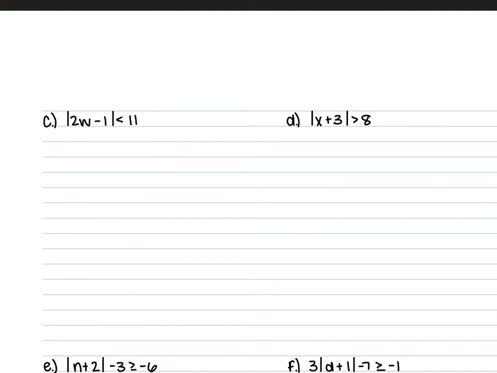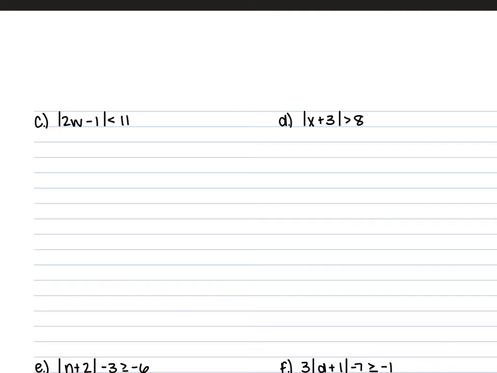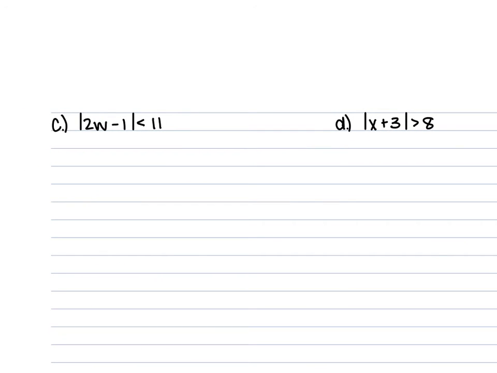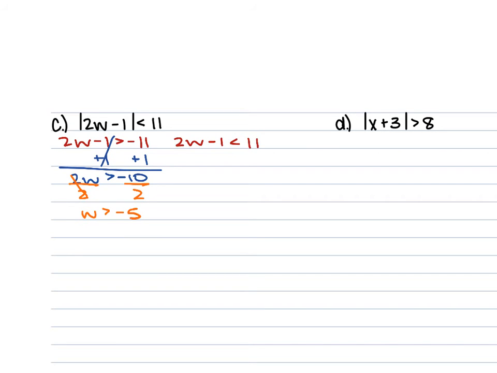For example C, we have the absolute value of 2w minus 1 is less than 11. So is a positive number capable of being less than 11? Yes. We're going to turn this into two inequalities. So we have 2w minus 1 is greater than negative 11, as well as 2w minus 1 is less than 11. We're going to add the 1 to both sides. We get 2w is greater than negative 10. Then we divide each side by the 2 and get that w is greater than negative 5.